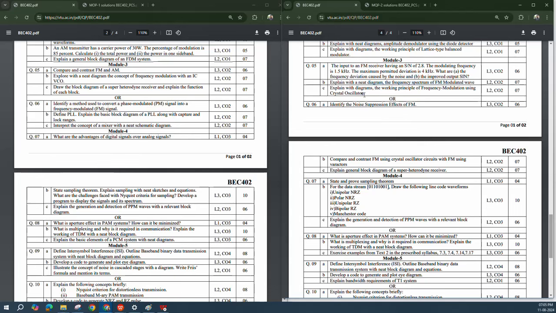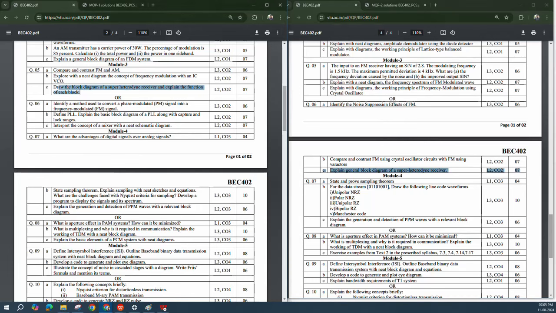And here is the question on the working principle of frequency modulation using a crystal oscillator. And then here, noise suppression in FM, effects in FM. Compare FM using crystal oscillator circuits with FM using varactors is asked. General block diagram of a superheterodyne receiver.